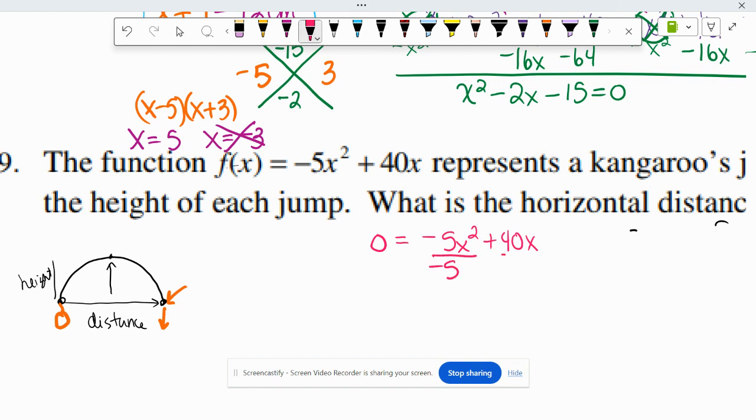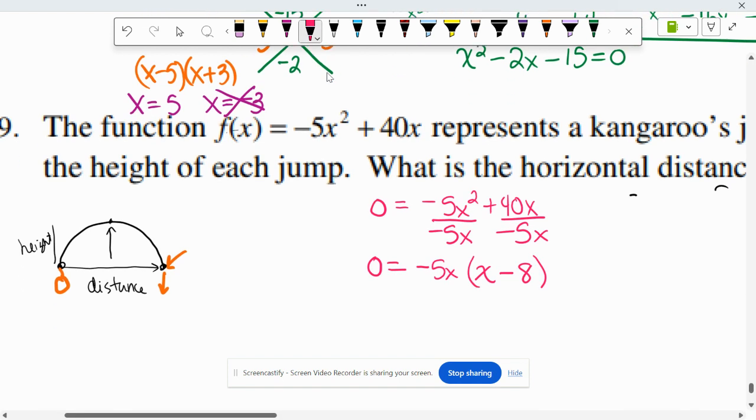Negative 5. Do you see a variable that I can take out as well? Yes, absolutely. I can take a negative 5x out. So when I do that, I have 0 equals, I pulled out a negative 5x. Well, negative 5x squared divided by negative 5x leaves me with x. Positive 40x divided by negative 5x leaves me with negative 8.